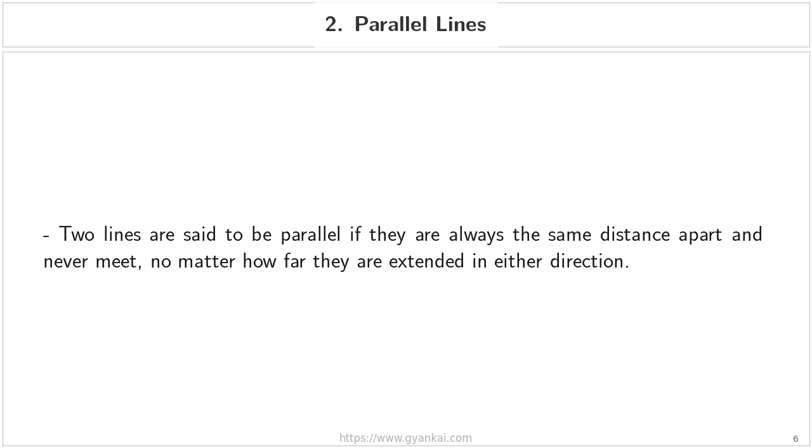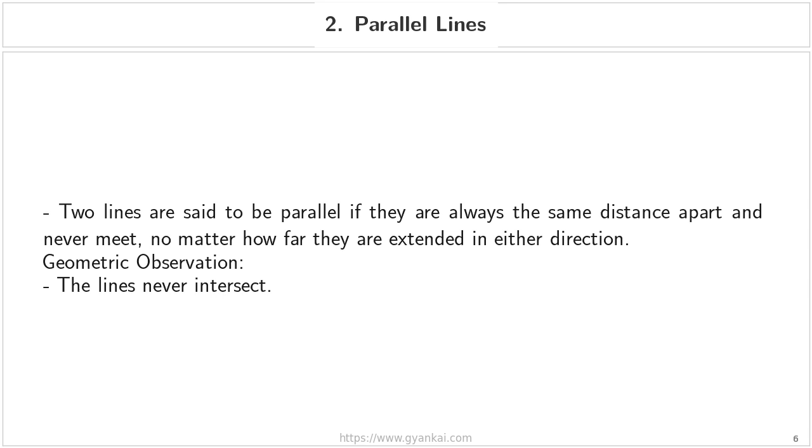Now, let's move on to our second scenario, which is the case of parallel lines. Think about two lines that are positioned such that they are always the same distance apart. No matter how far you extend these lines in either direction, even if they went on forever across the coordinate plane, they would never, ever meet. If we look at this from a geometric observation standpoint, the key takeaway is that these lines never intersect. There is no crossing point.